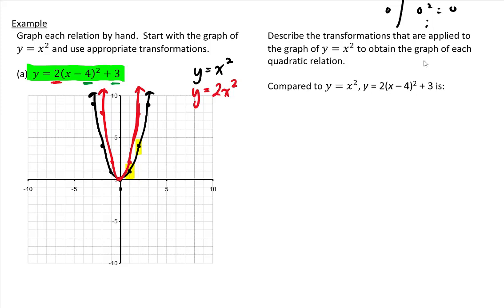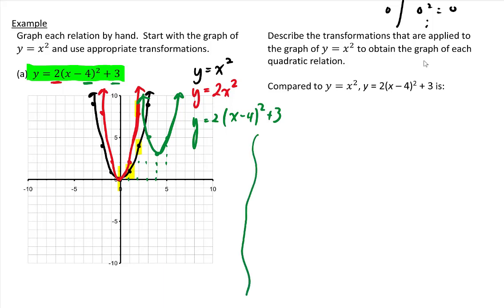So we're going to take each point from the red graph and move it 4 to the right and 3 up. So 1, 2, 3, 4, 1, 2, 3. There's the first point on that red graph, the vertex. Next one, 1, 2, 3, 4, 1, 2, 3. And then we keep on doing that. I don't think I can get the next one. No, it's too high. So there is the final graph. That is y equals 2, because we already did the 2, (x minus 4) squared plus 3. So on your graphs, I expect to see a legend identifying which graph is which.